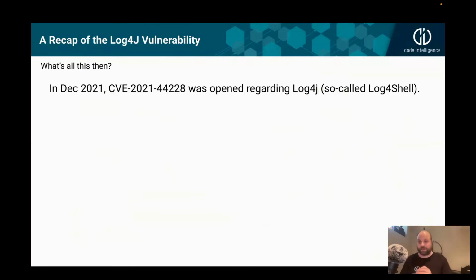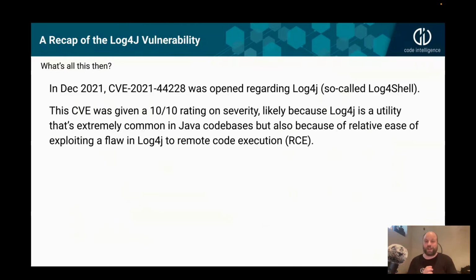So what's all this then? December 2021, if you can think all the way back to then, there was a CVE opened, 44228, regarding Log4j. This is the so-called Log4Shell. It was given a 10 out of 10 rating on severity. If you're not familiar, CVEs are critical vulnerabilities that are found and reported by various reporters. There is a severity rating, and 10 out of 10 is the highest, so very severe.